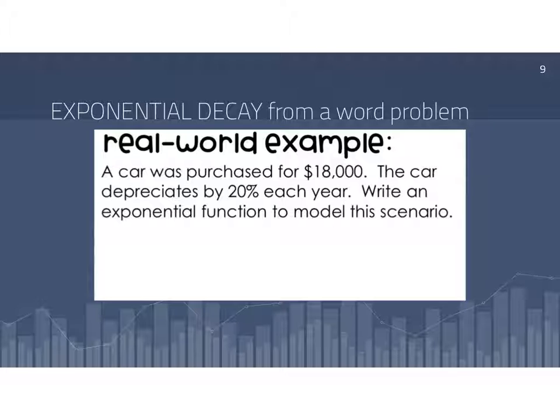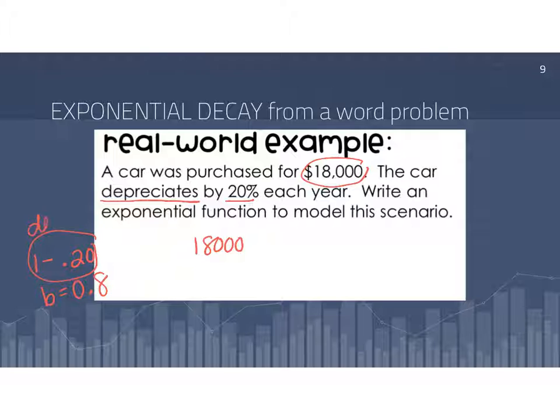In a real world problem, we have a car that was purchased for $18,000, so that's going to be my initial value. And the car depreciates by 20%, so that's going to be 1 minus 0.20. So my b equals 0.8. I do 1 minus because it depreciates or it's decaying or going down. So that's y equals 18,000 times 0.8 to the x power.